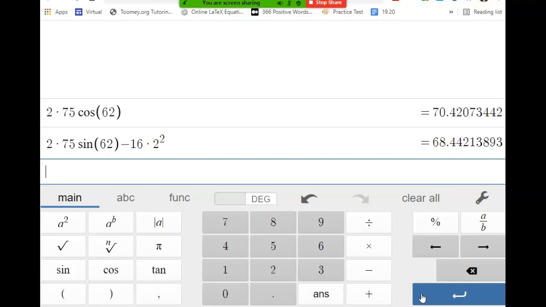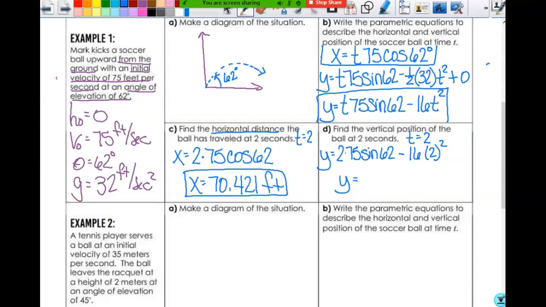Okay, so make sure you're getting those numbers. So we get y equals 68.442 feet. Ooh. What questions do we have?